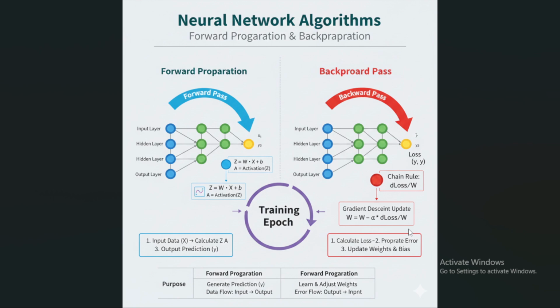Step by step example. Let's use specific values. Network architecture: input x = [2, 3]. Hidden layer: 3 neurons, ReLU activation. Output layer: 1 neuron, sigmoid activation for binary classification.